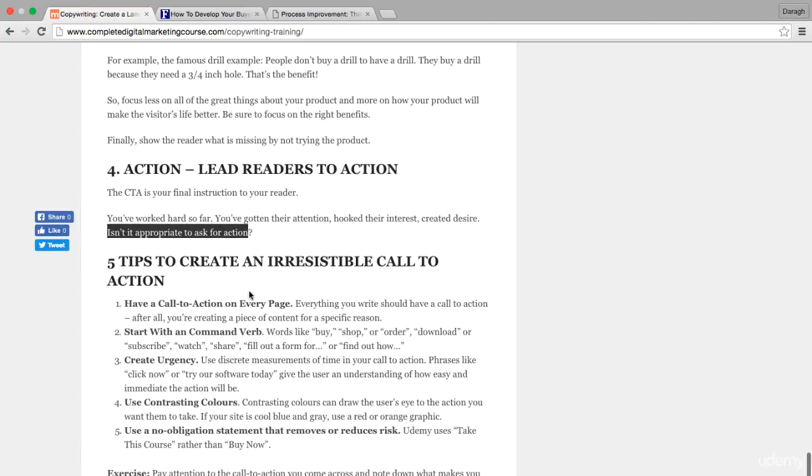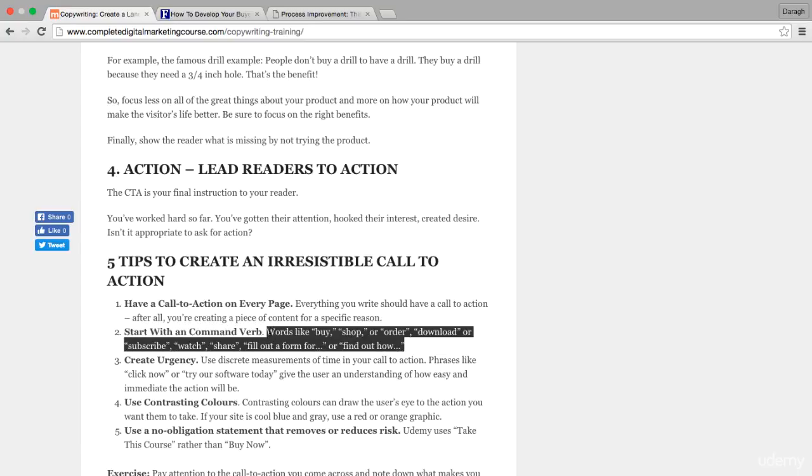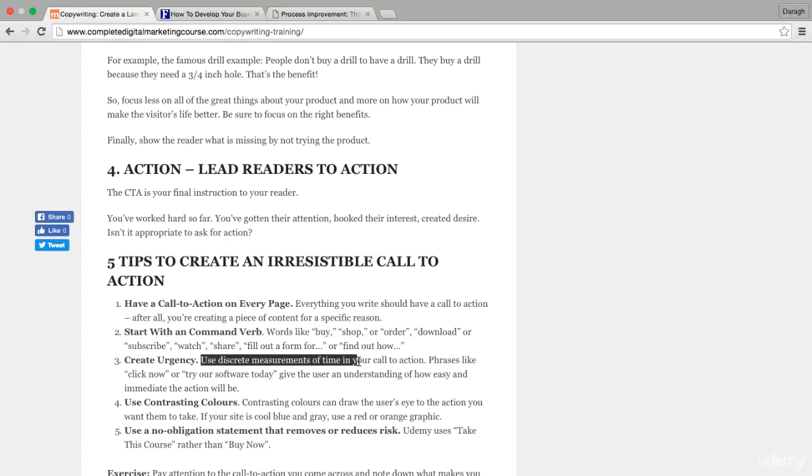And here's 5 tips to create an irresistible call to action. The first thing is to have a call to action, and not only have it, but have it on every single page. Everything that you write should have a call to action. After all, you're creating that content for a specific reason. So what else I would suggest is to start with a command verb like buy, shop, order, download, subscribe, watch, share, fill in the form, find out how, and really direct people with a command to what the next step should be.